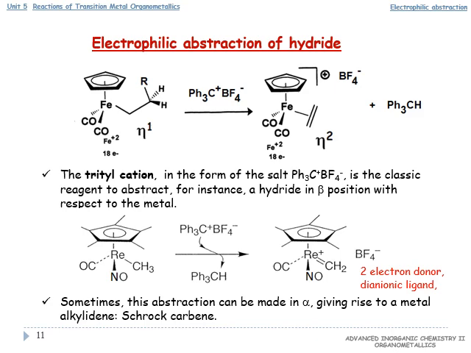In the second example, we can see that sometimes this abstraction can be made in alpha, giving rise to a metal alkylidene or Schrock carbene. Note that Schrock carbenes are dianionic 2-electron donor ligands.